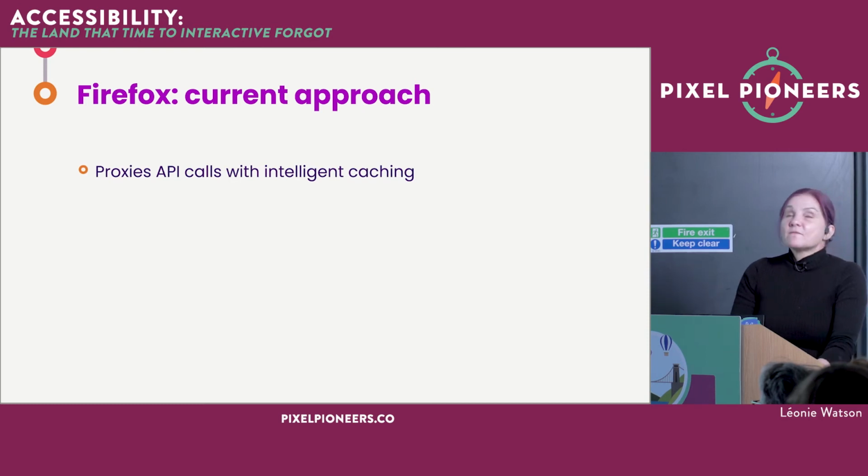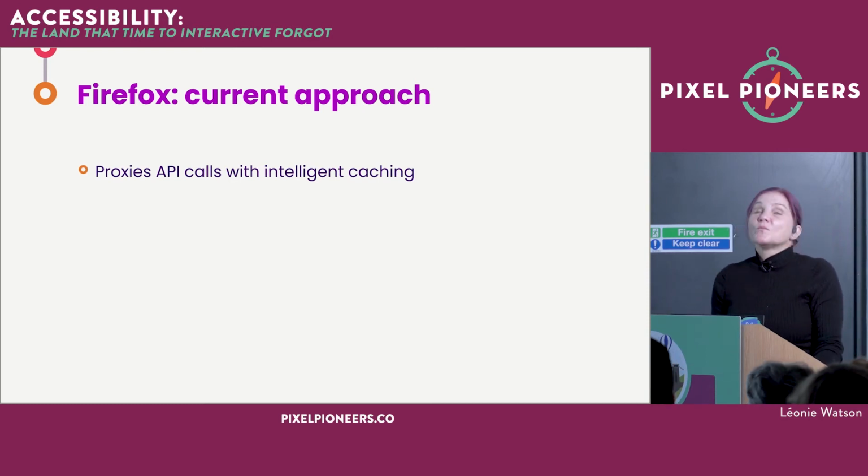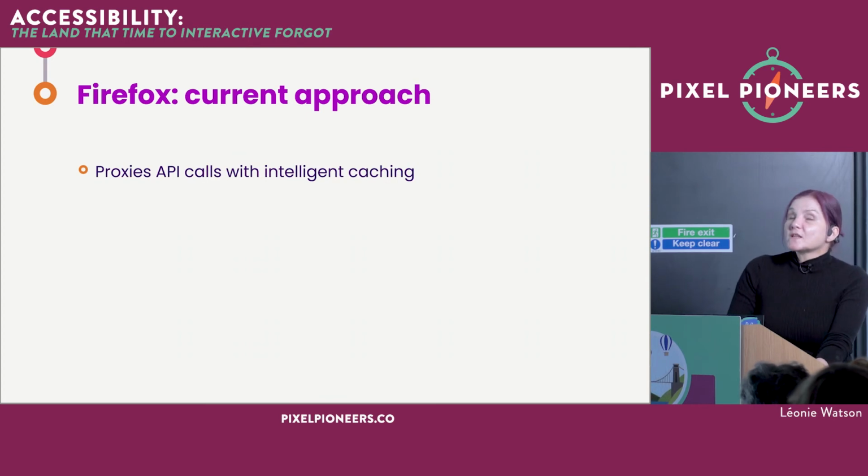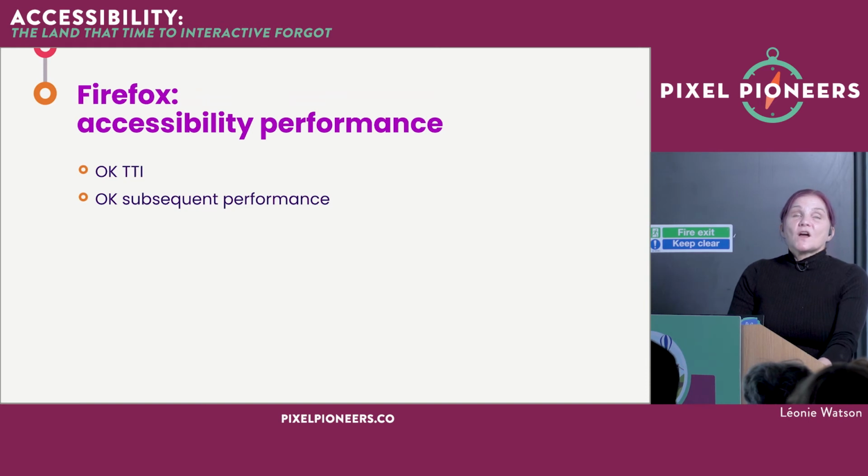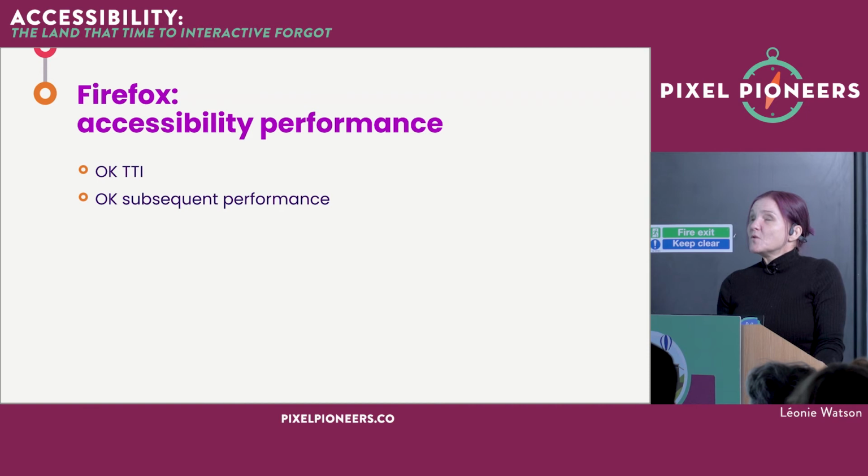So you might get information about whether the text is bold, for example, or other properties about the text. This means it works reasonably well. Performance is okay, both in terms of time to interaction and subsequent performance, but okay is, yeah, kind of could be better.